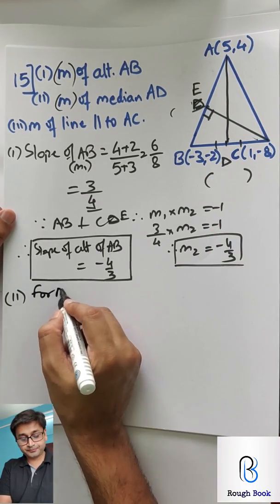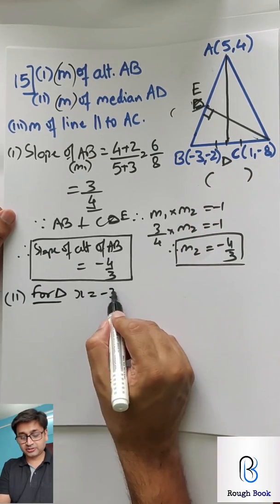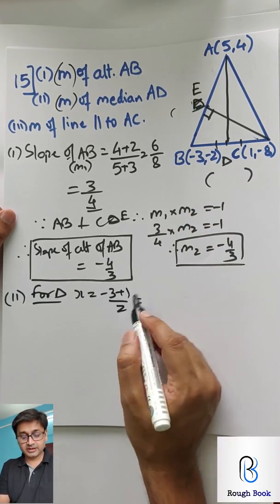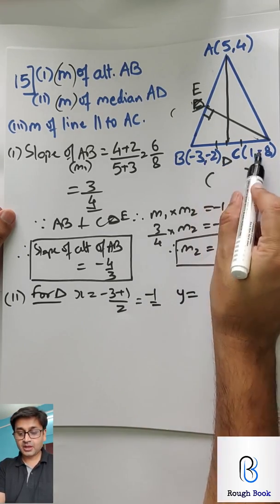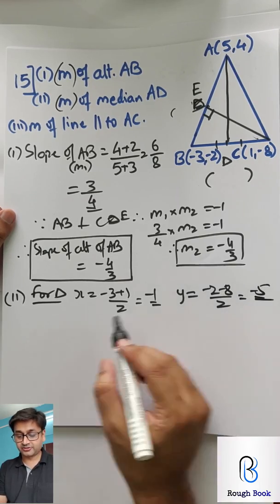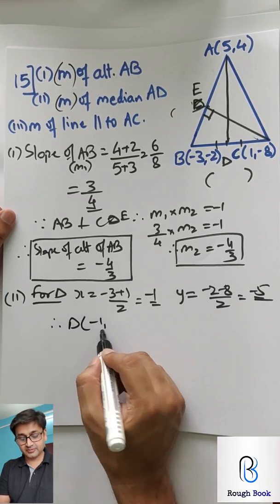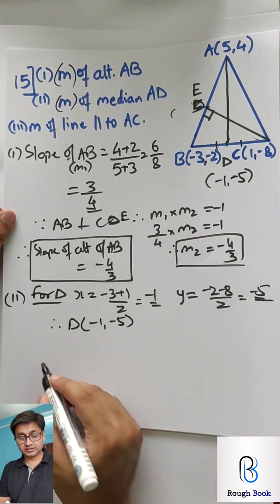So for D, X is equal to minus 3 plus 1 by 2. So that will be minus 2 by 2. So minus 1. And Y will be minus 2 minus 8 by 2. So minus 10 by 2, minus 5. So therefore D is (minus 1, minus 5). Now can you calculate the slope of AD?